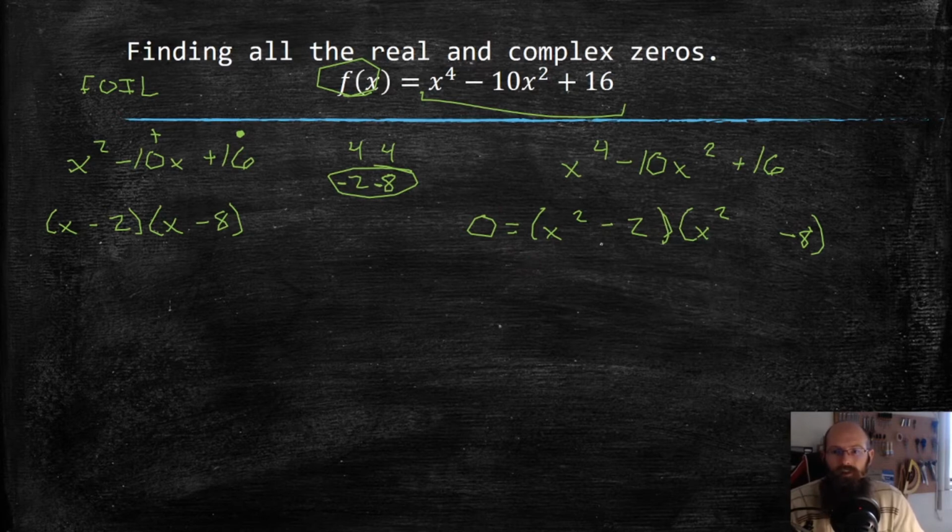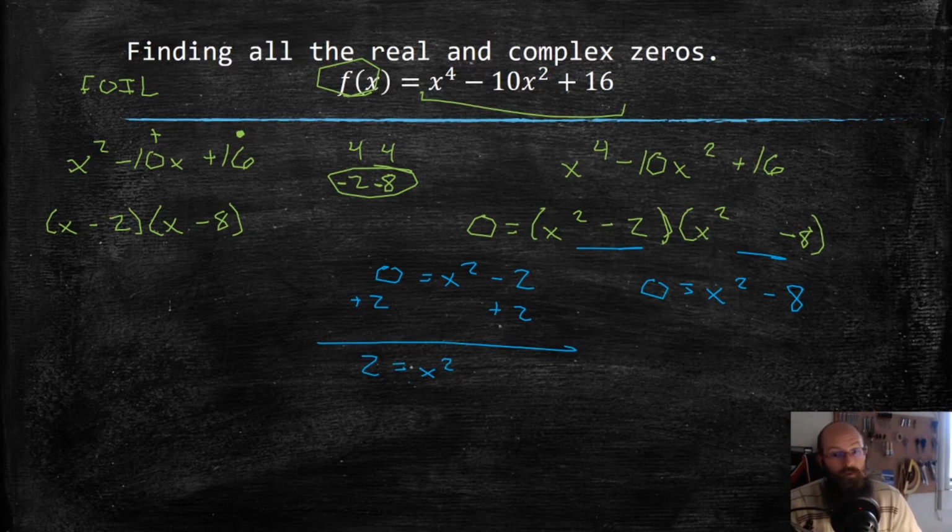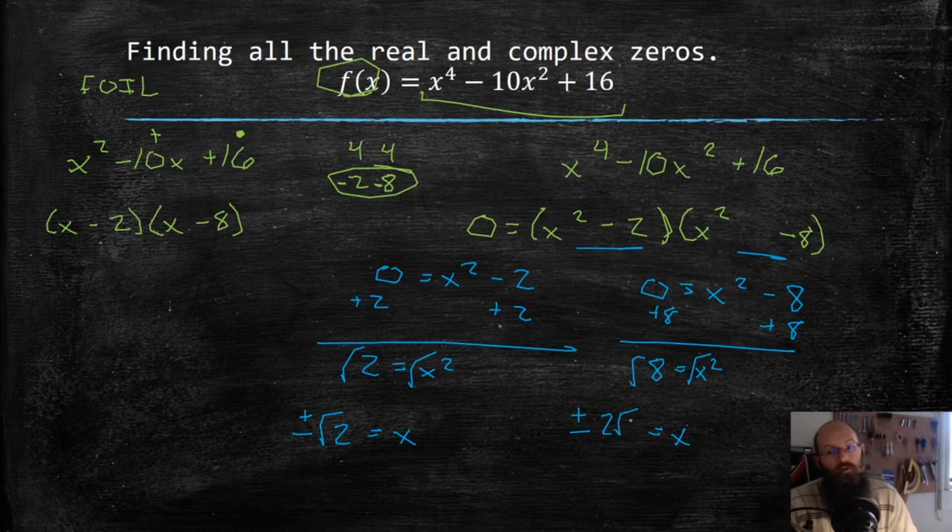We're here. I need to set each of these pieces, this one and this one, equal to 0. So 0 equals x squared minus 2, and 0 equals x squared minus 8. I'm going to add the 2 over. So 2 equals x squared. I'll square root both sides, and x equals plus or minus the square root of 2. Well, 2 is a prime number, my only even prime number, so I can't simplify that anymore. And then here I'm going to add the 8. 8 equals x squared, square root both sides, and x equals plus or minus 2 square root of 2.